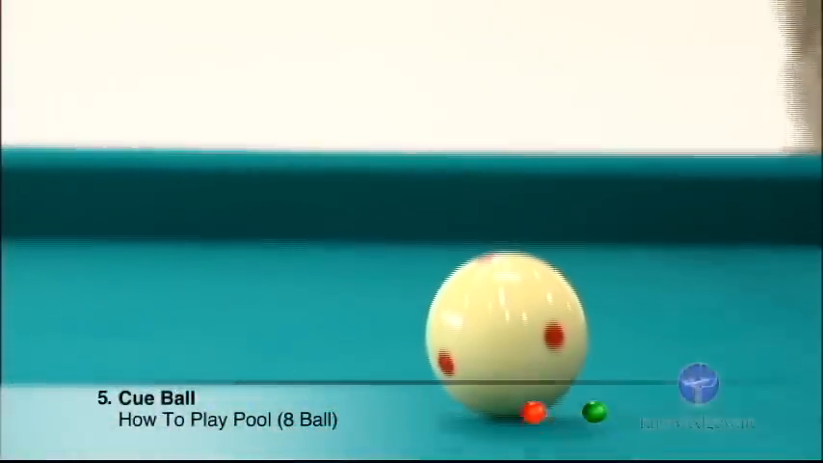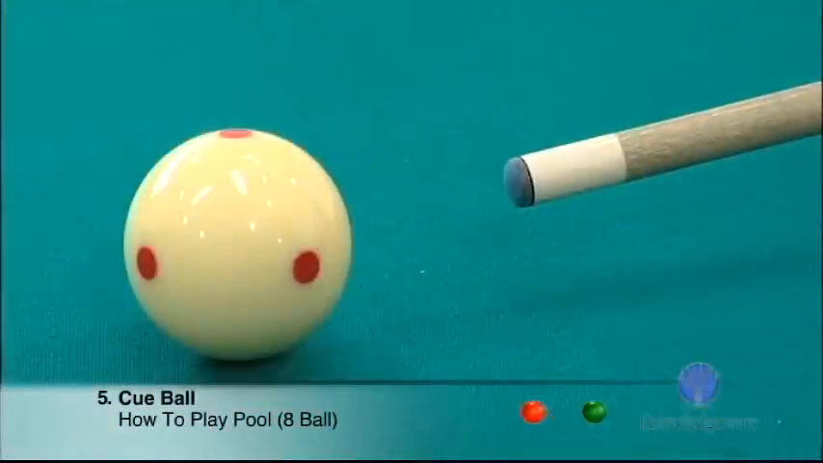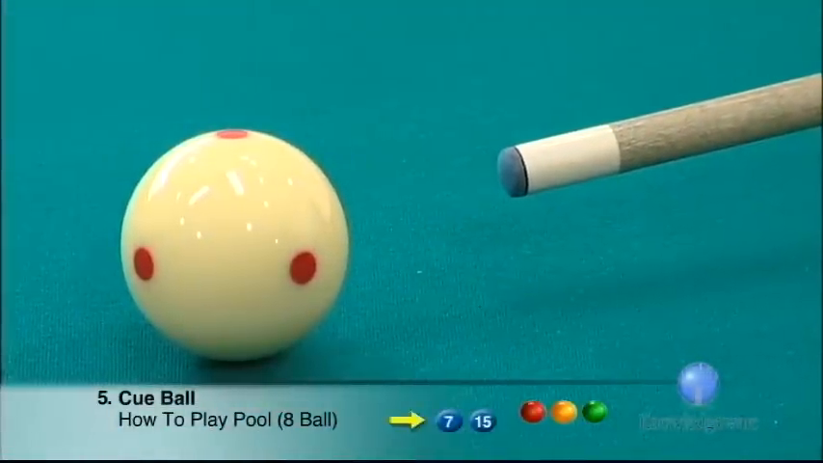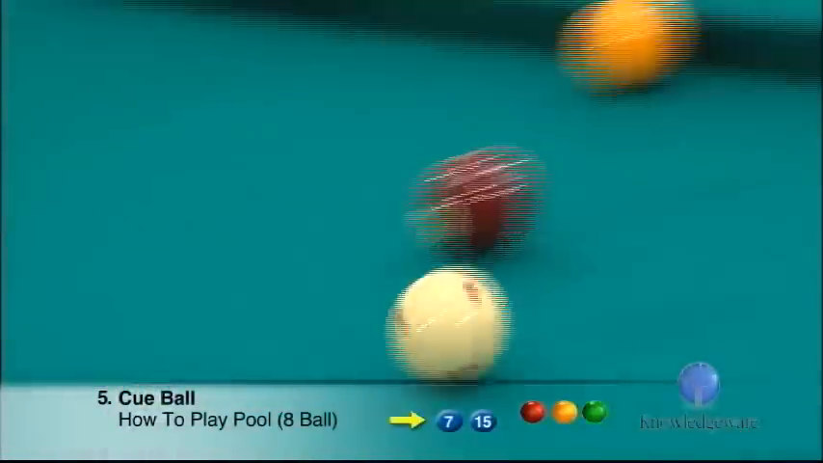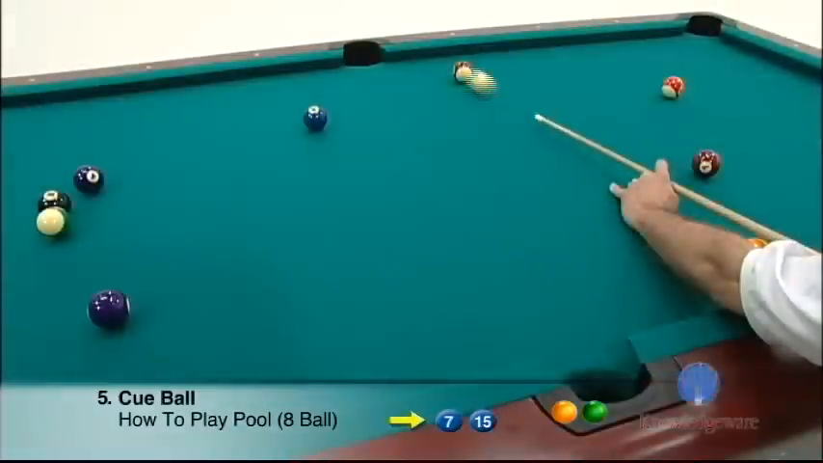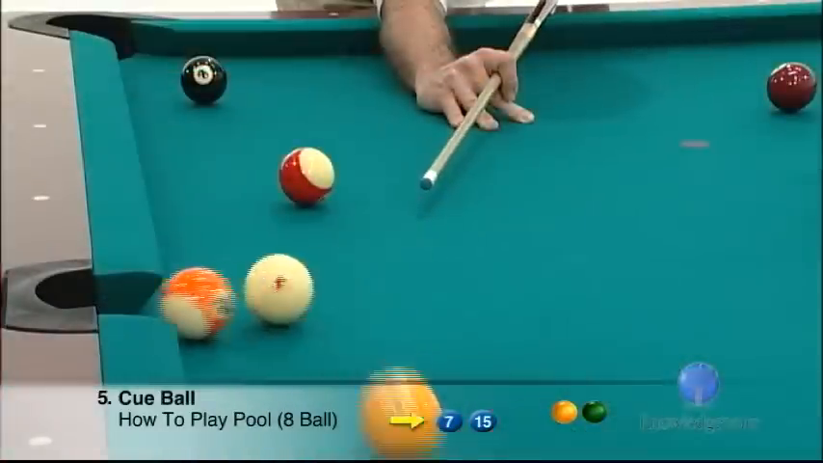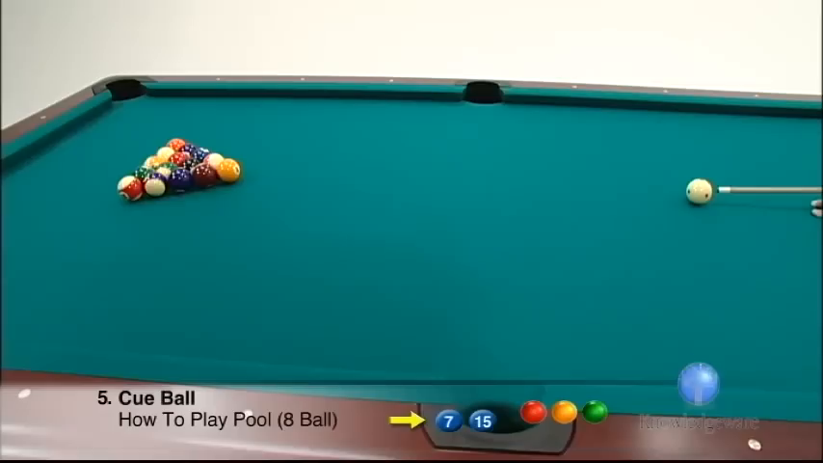The cue ball is the ball you hit with the cue stick. When playing pool, you never hit any of the other balls with the cue stick, only the cue ball, forcing it to carry them into the other balls and make them in the pockets on the table.